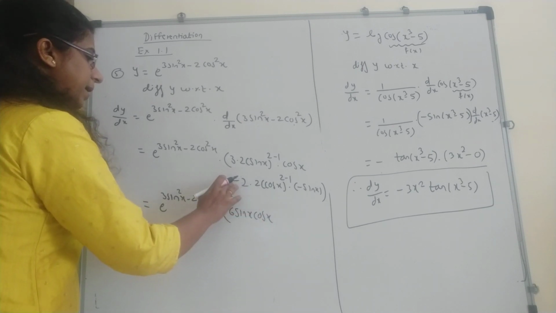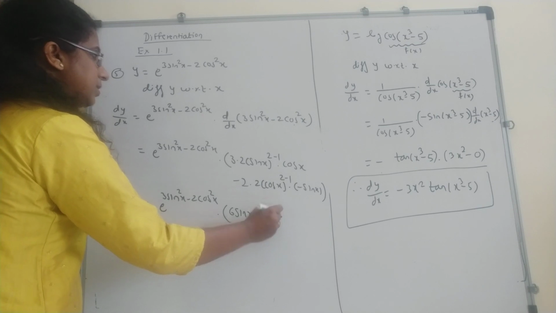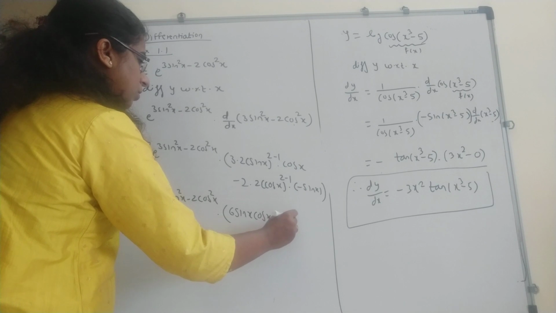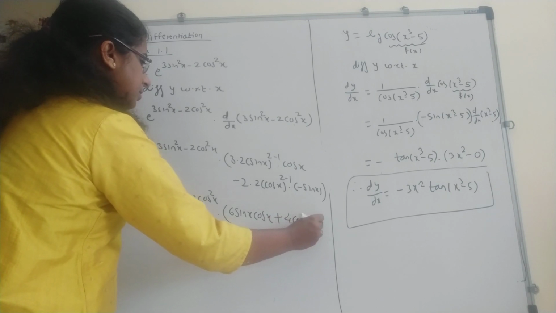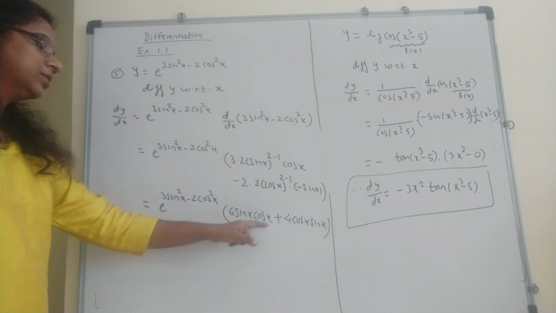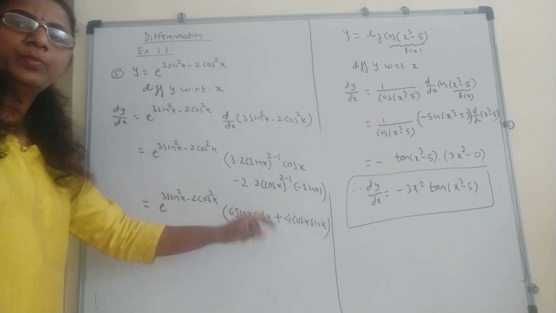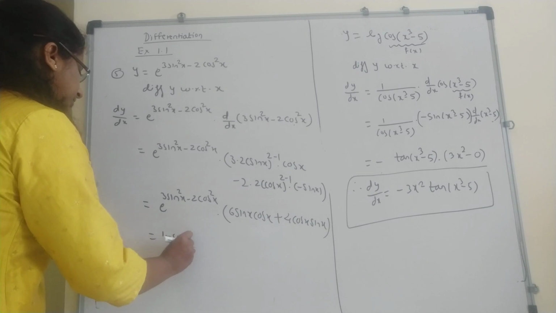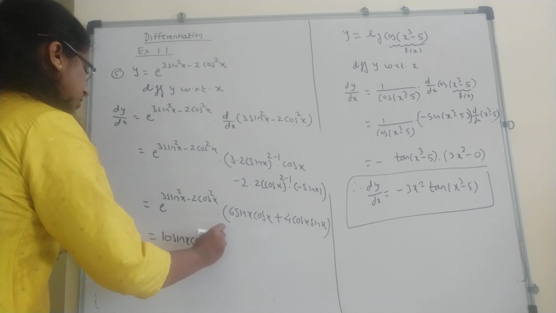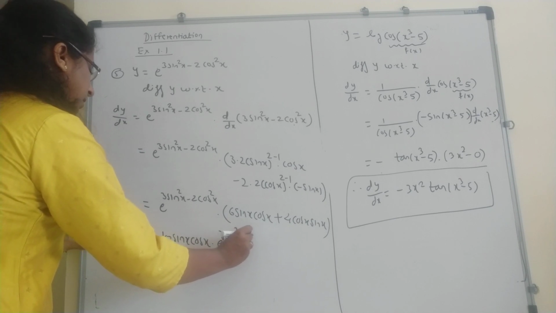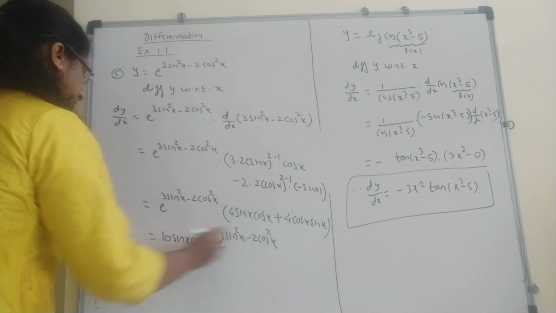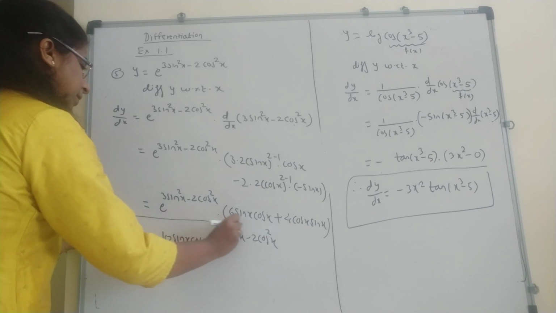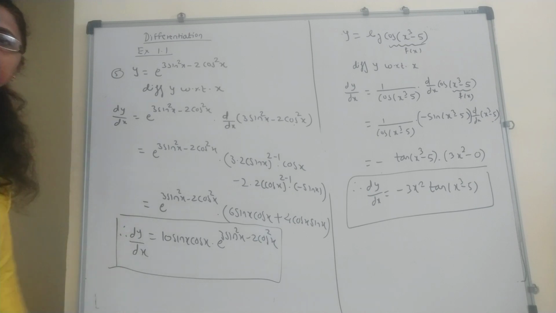See here, this minus and this minus, minus minus, it is plus. 2 2s are 4 cos x into sin x. Now 6 sin x cos x plus 4 cos x sin x, you may write this as 10 times sin x cos x into e raised to 3 sin square x minus 2 cos square x. This is your final dy by dx value. Okay, the final dy by dx form.